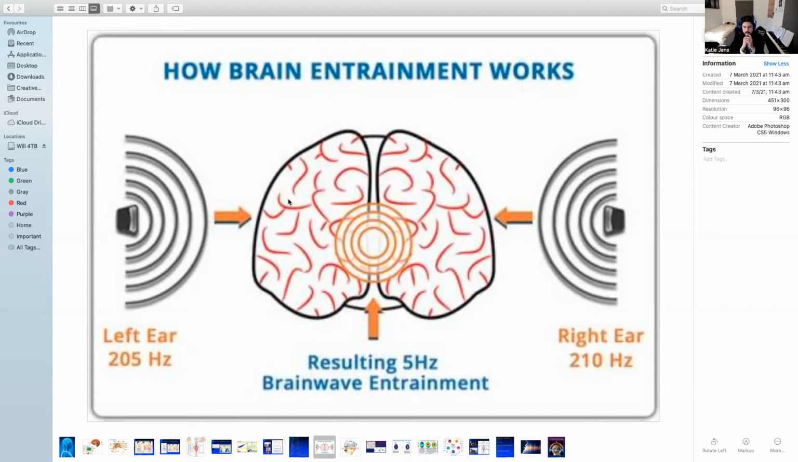So what's fascinating is that when we play two different tones in the ear, we actually create a pulse within our brain. Well, our brain actually manufactures a pulse. It's quite amazing. So let's say in this image, for instance, we have 205 hertz in the left ear, and we have 210 hertz in the right ear.